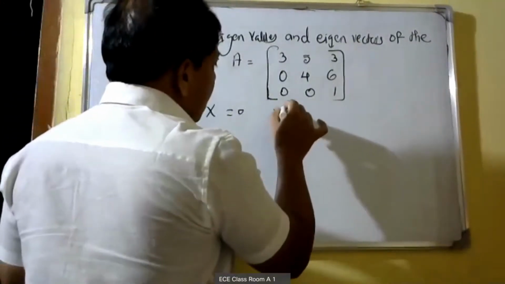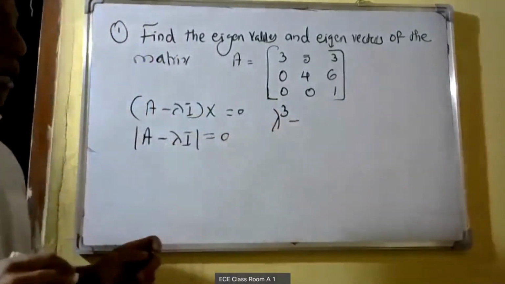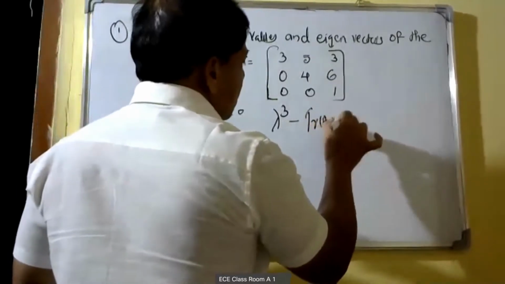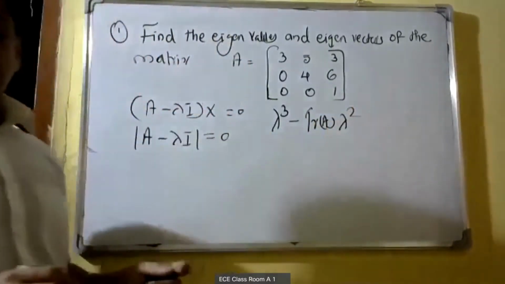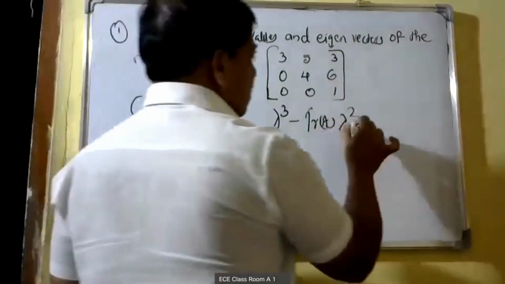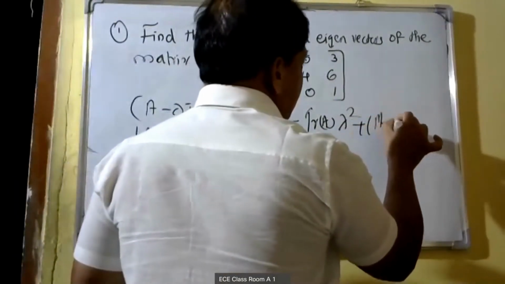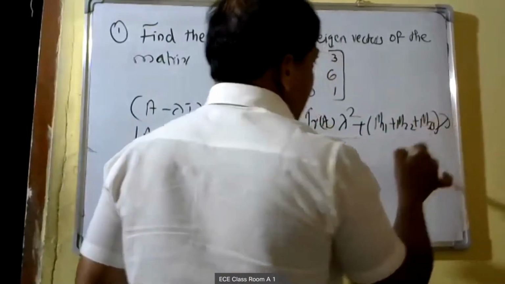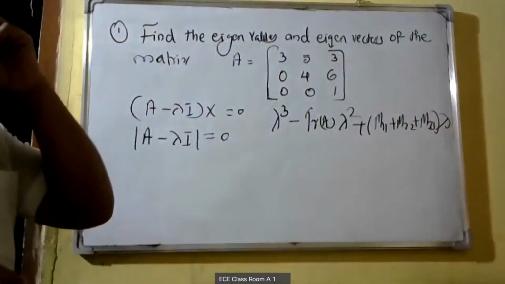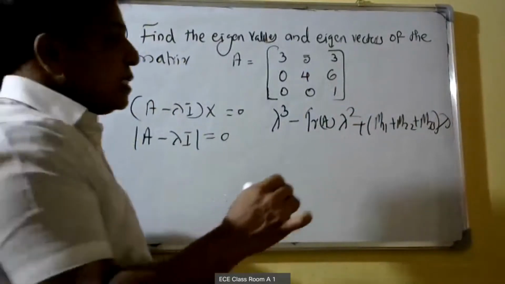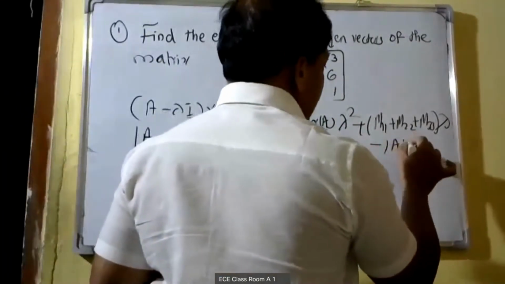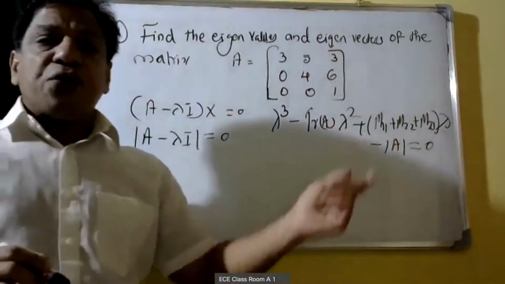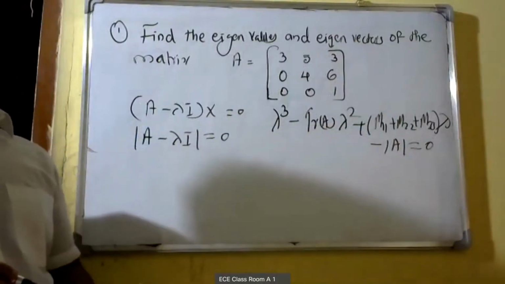That formula is lambda cube minus trace of A into lambda square plus (M11 plus M22 plus M33) into lambda minus determinant of A is equal to 0. Using this formula, we can easily find the polynomial equation.